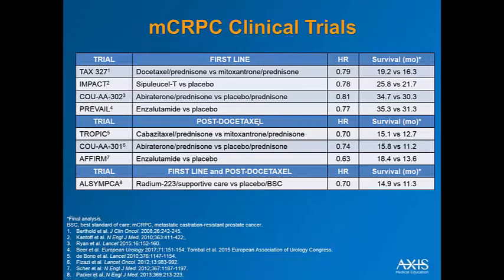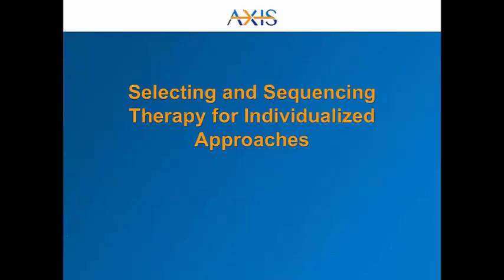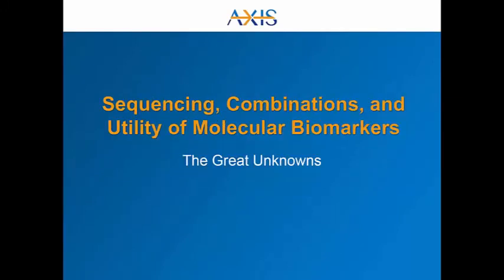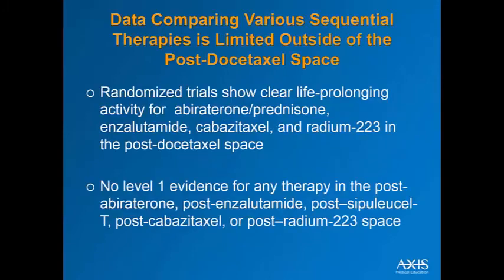The cabazitaxel is only approved in the post-docetaxel space, whereas Abi and Enza are approved in both spaces. So there are a variety of differences, and if you look, these are major publications over the years with changing data. Now, how do we begin to select and sequence our therapies for individualized approaches? And I'll just say that this sequencing in combination and the utility of molecular biomarkers, I call them the great unknowns. We just really don't know how to do this today, and so we're exploring.